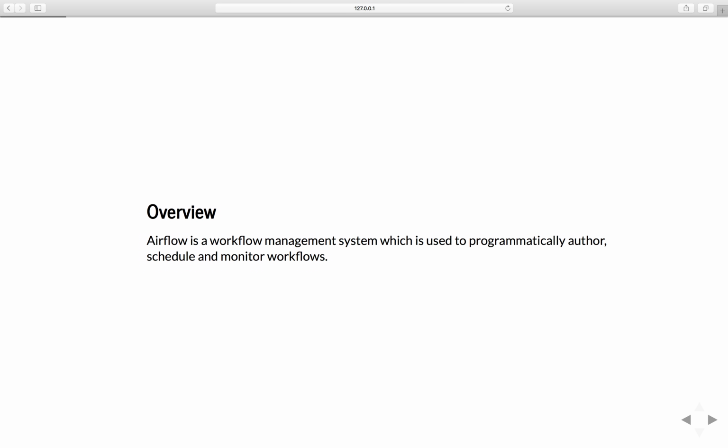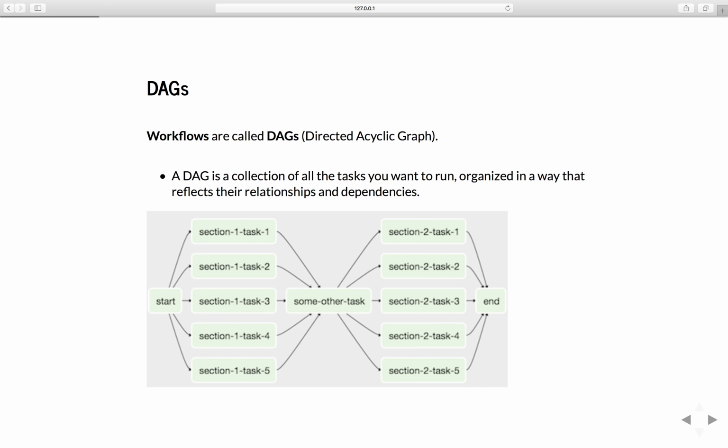So, an overview about Airflow. Airflow is a workflow management system which is used to programmatically author, schedule, and monitor workflows. In my opinion, Airflow is currently the best workflow management system out there. A workflow in Airflow is called a DAG, or Directed Acyclic Graph.